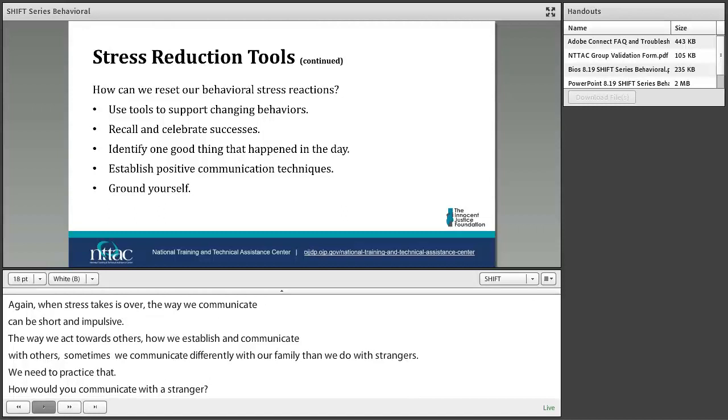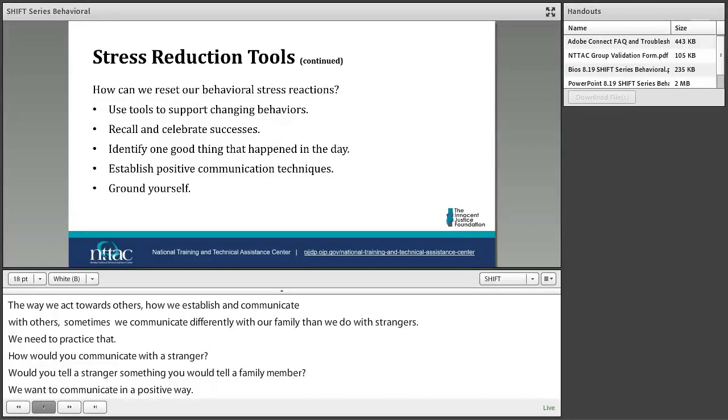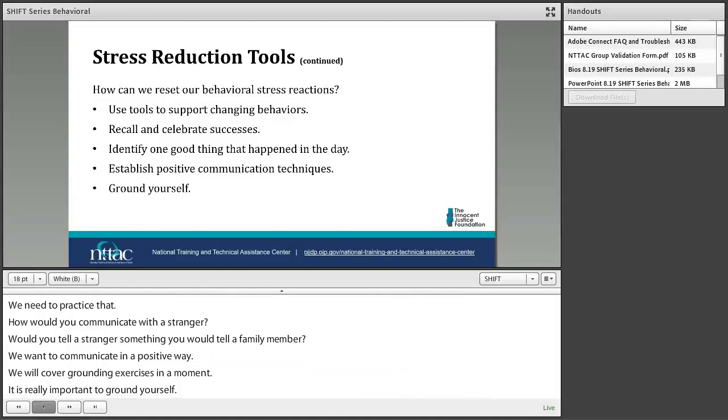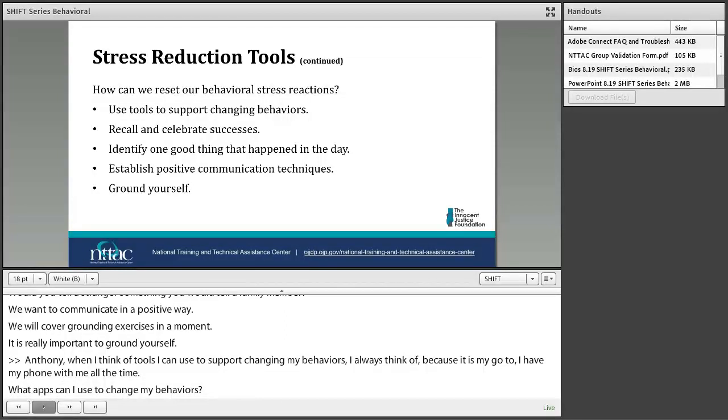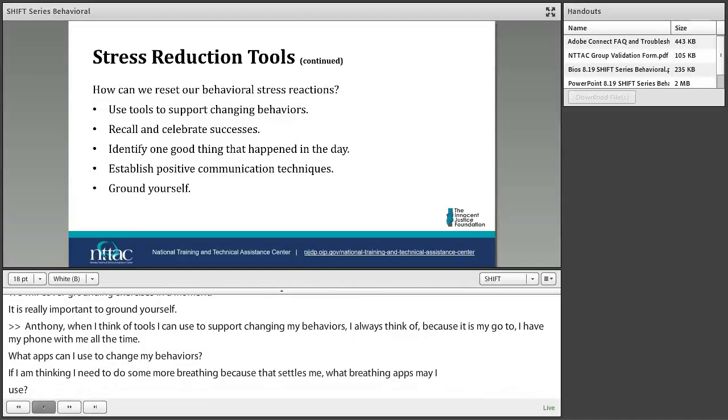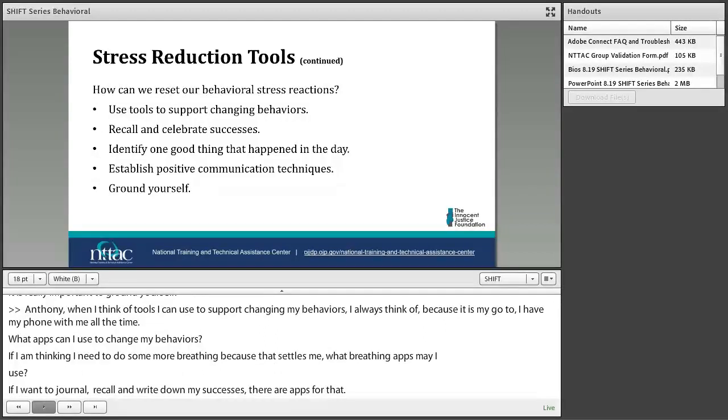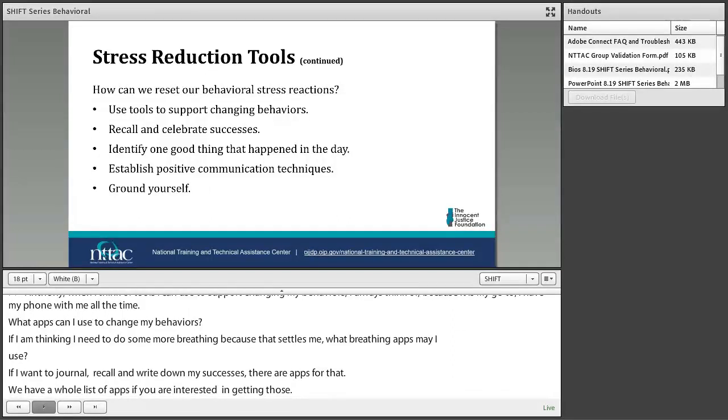When I think of tools that I can use to support changing my behaviors, I always think of my phone, because it's my go-to and I've got it with me all the time. What are the apps that I can use to help me change my behaviors? If I'm thinking I really need to do some more breathing because that settles me, what kind of meditation or breathing apps might I use? If I want to journal, or recall and write down my successes, there are apps for that. We have a whole list of apps. If you're interested, you can email Beth and we can get those out to you. They're also on our webpage, and there's a plethora of apps for every type of thing you can imagine. If you want to increase your running or your exercise, there are apps for that as well. So just keep in mind that you don't have to do this alone. You don't have to recreate the wheel; there is support out there, even with tools to help support your behavior change.